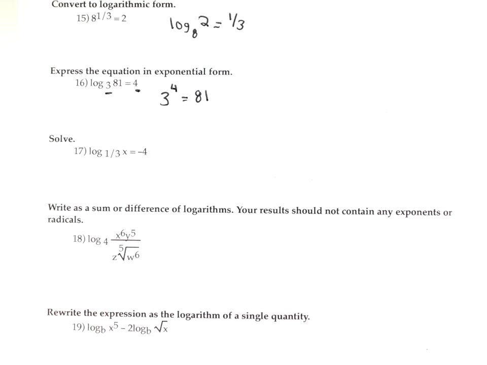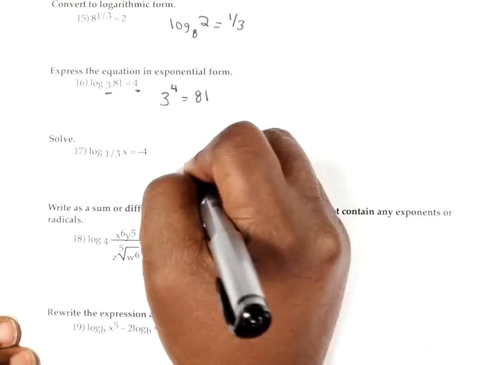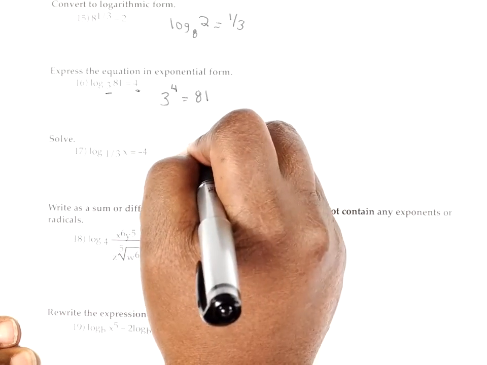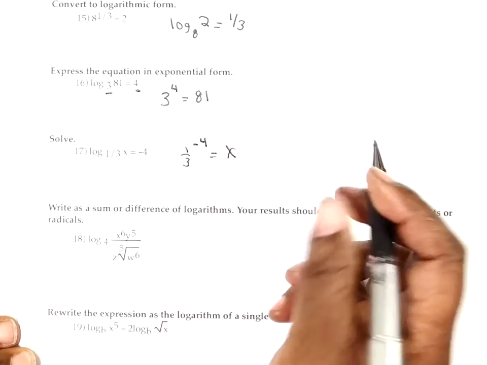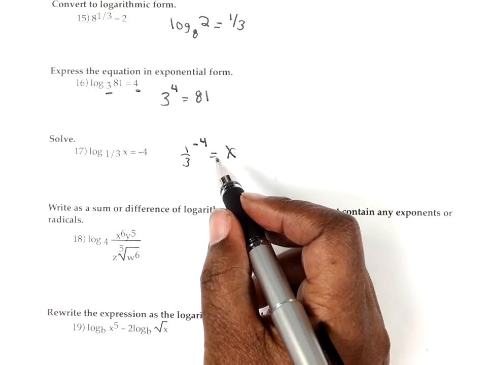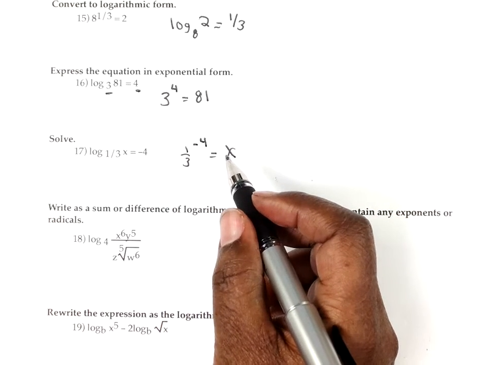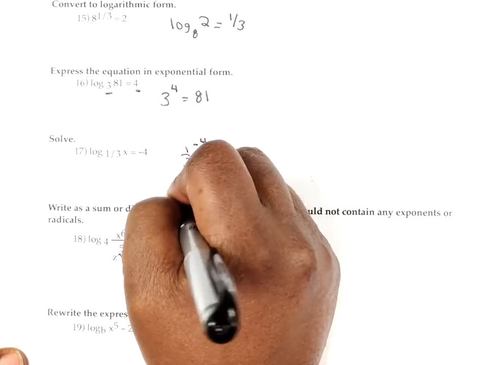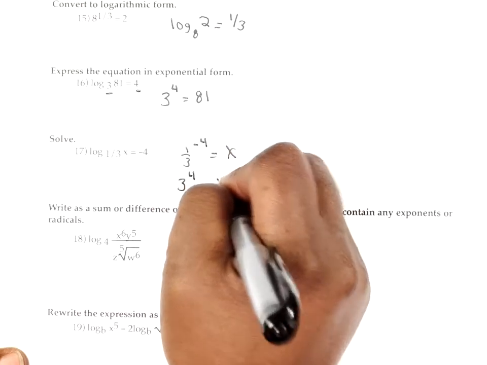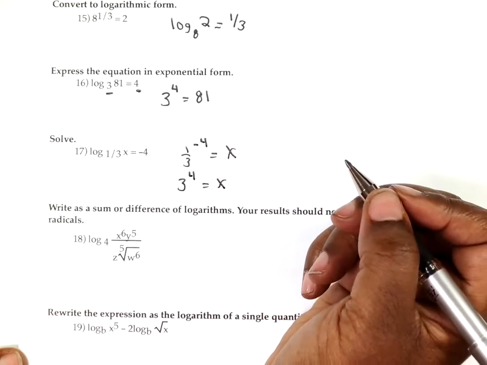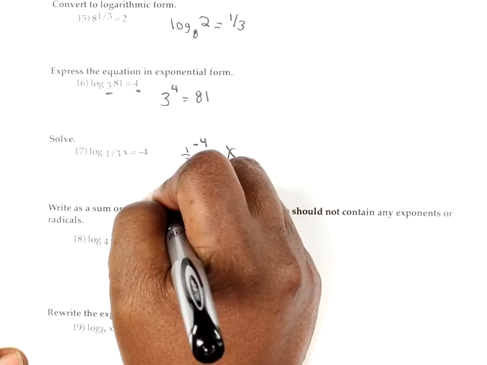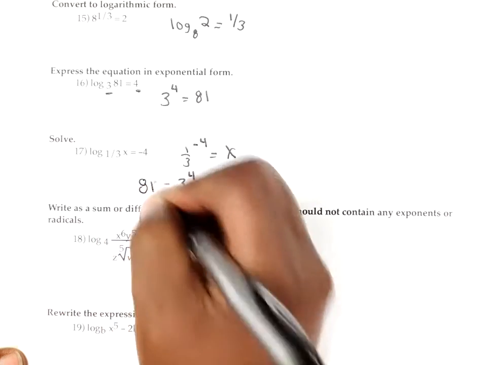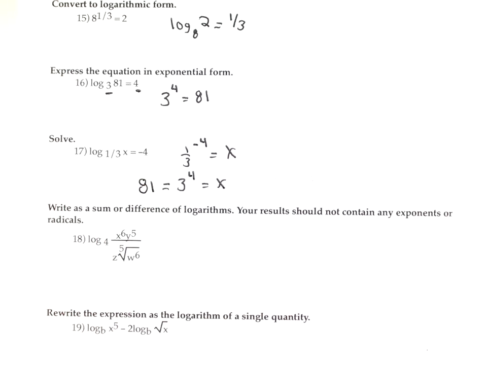Number 17, they want us to solve it. So we can take that logarithmic, rewrite it as an exponential. So 1/3 to the -4 power is equal to x. Now that negative exponent tells us that we're taking the reciprocal. So 3 to the +4, get rid of that negative exponent, and then 3 to the 4th power is 81. So 81 is equal to x.